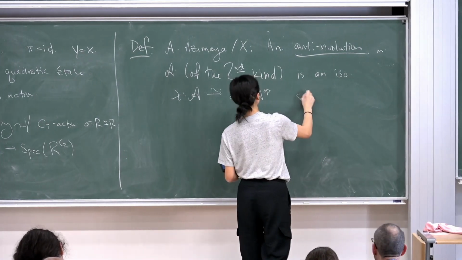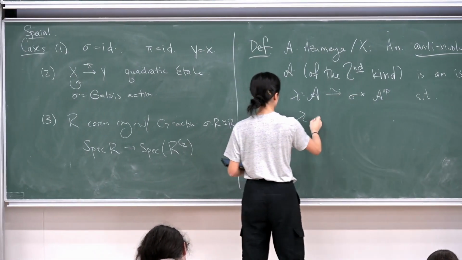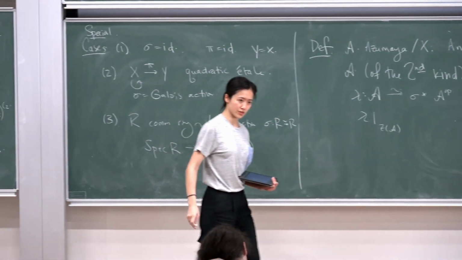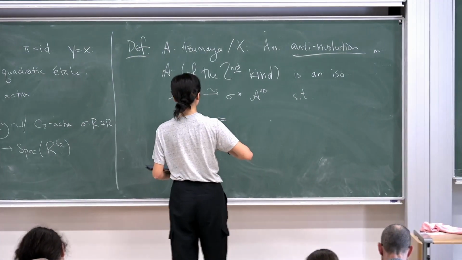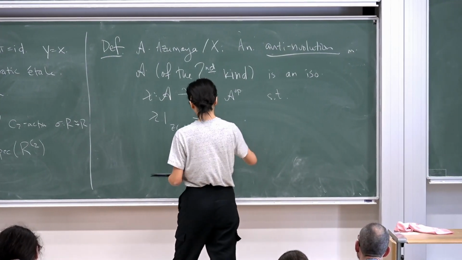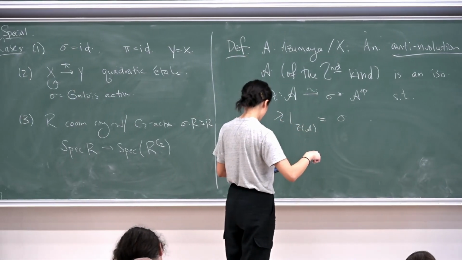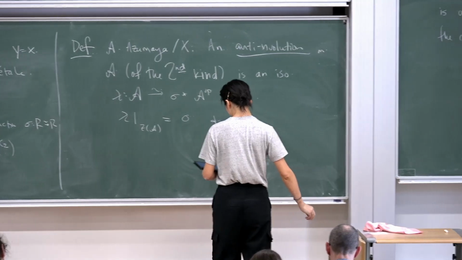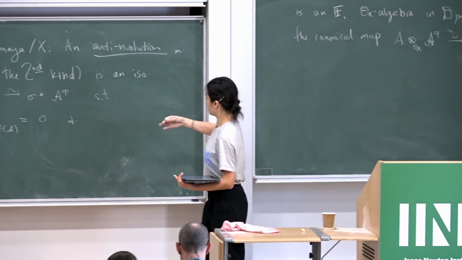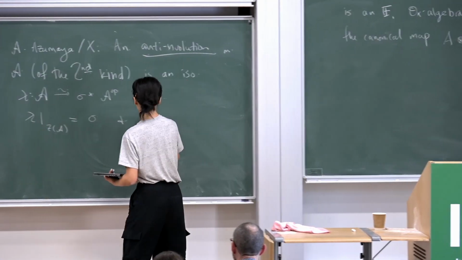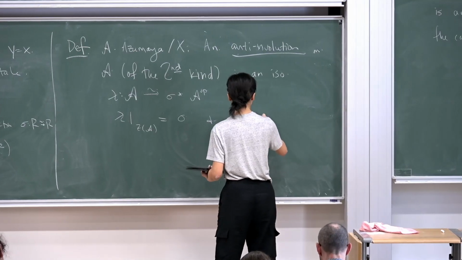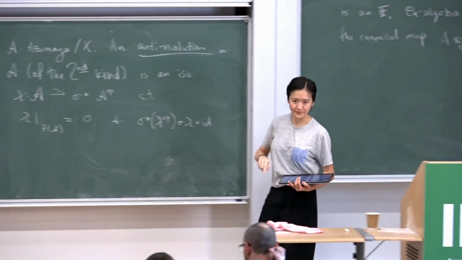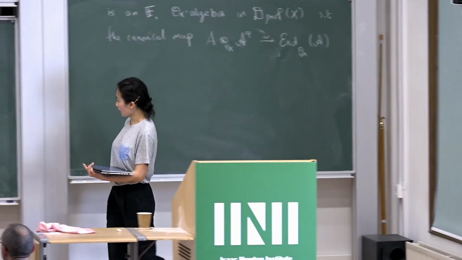So that if I restrict lambda to the center, what is the center? The center is the structure sheaf. I'm going to ask for this to be the action of sigma on the structure sheaf. And furthermore, I'm going to ask for lambda to be of order 2, except that doesn't quite make sense. I have to add some decorations, and so that this formula will now parse.